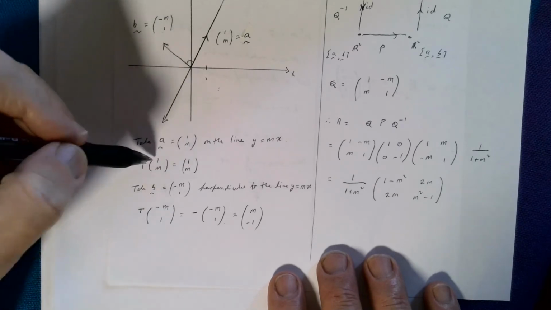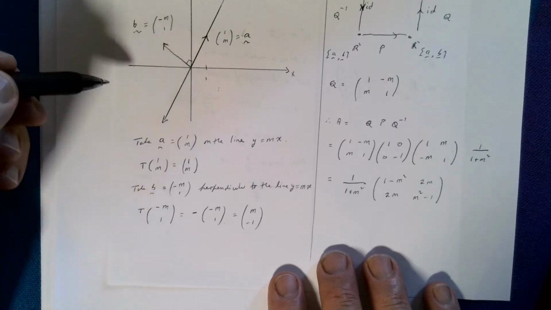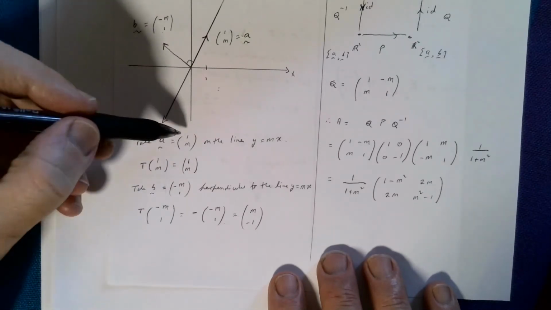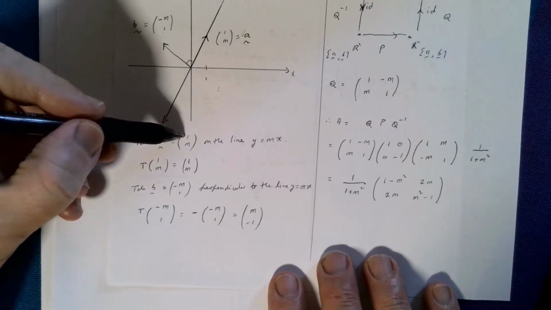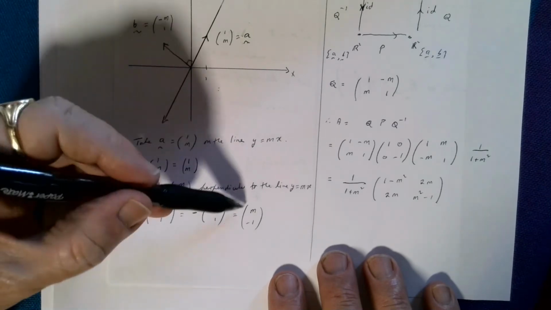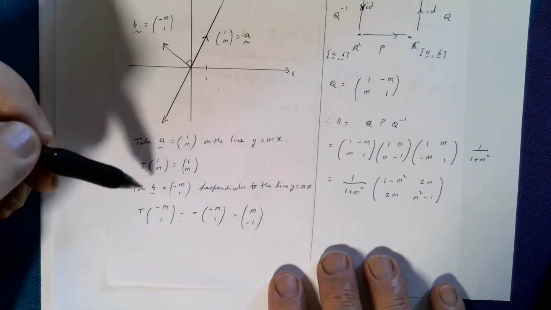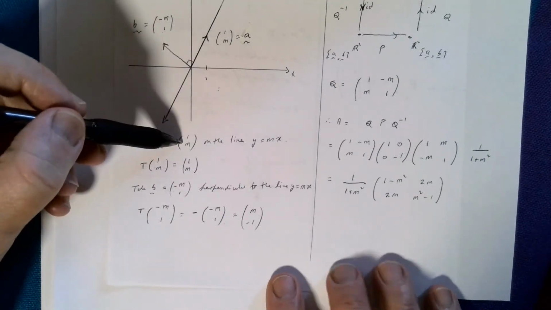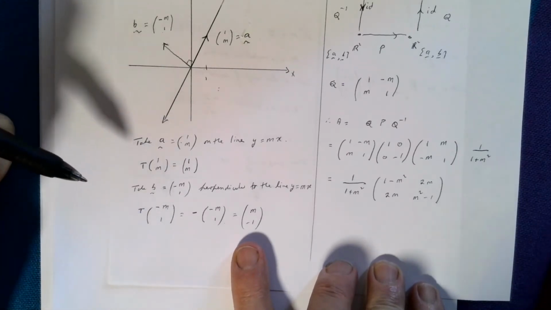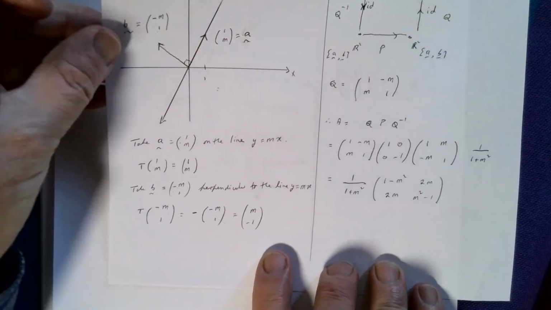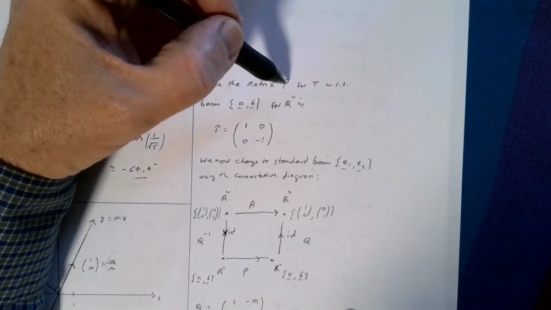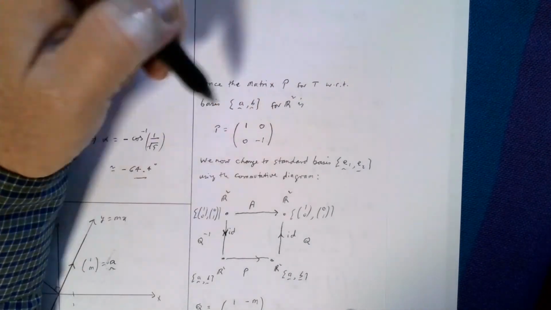So when I map (1, m), it goes to (1, m). So the coordinates of this with respect to the basis A, B is going to be (1, 0). You get one of these and 0 of those. On the other hand, if I want the coordinates of this with respect to the basis A, B, well, I want none of those, so it's got coordinates 0, and then I want minus one of these, so it's got coordinates (0, -1). So we can then write down the matrix P for this linear transformation with respect to this basis.